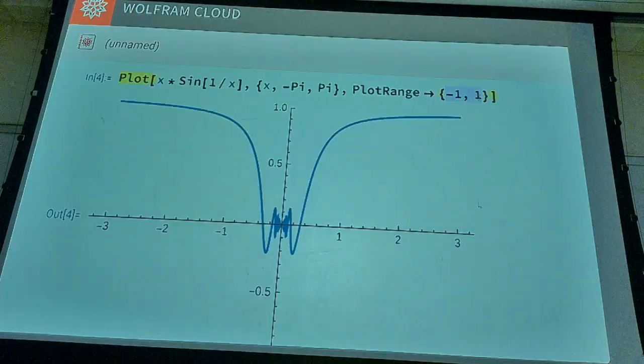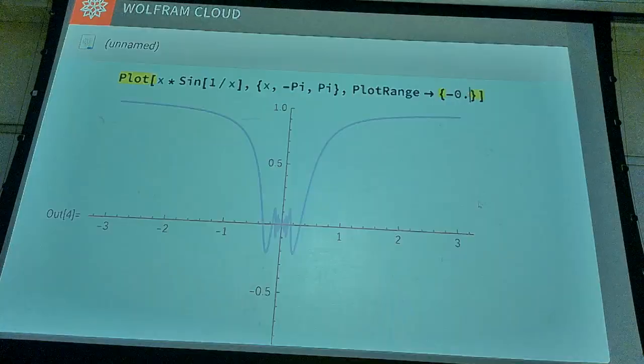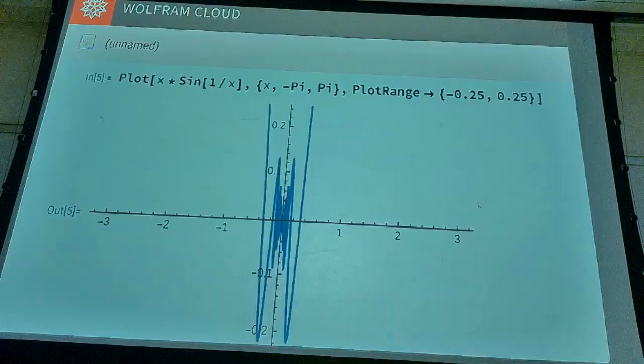My plot range actually. Kind of see how it's oscillating too as you approach 0. Oh, and by the way, that limit as x approaches 0 is 0. That can be proved using squeeze theorem.